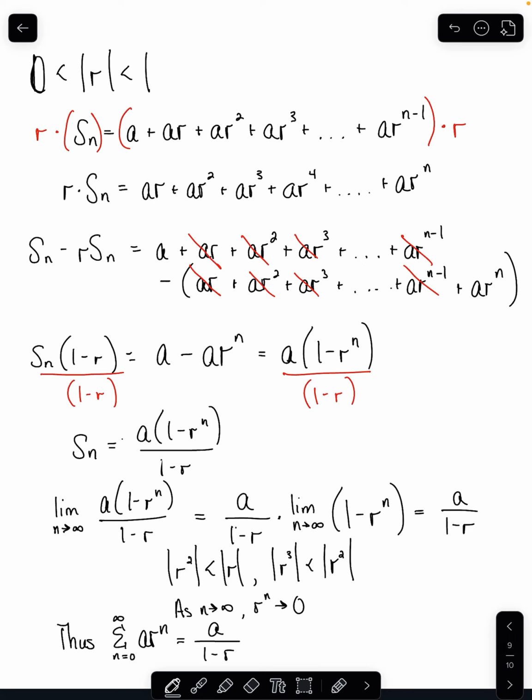Please note that at no point here did we need to distinguish between a positive r and a negative r, since the terms in s sub n minus r times s sub n all canceled out because they are the same terms, regardless of whether r is positive or negative. So at no point in the algebra did we need to distinguish between r being positive or negative.